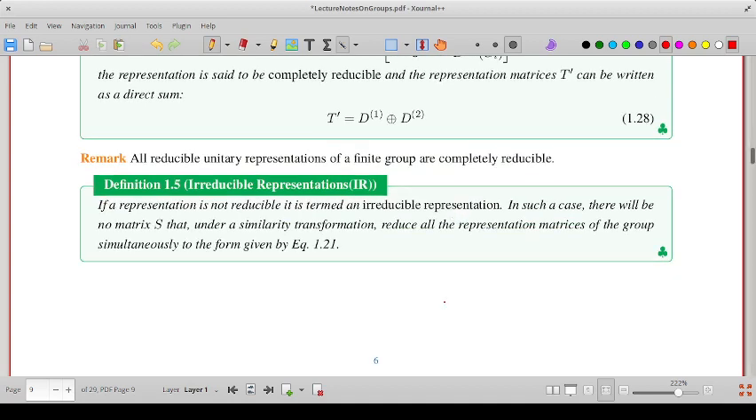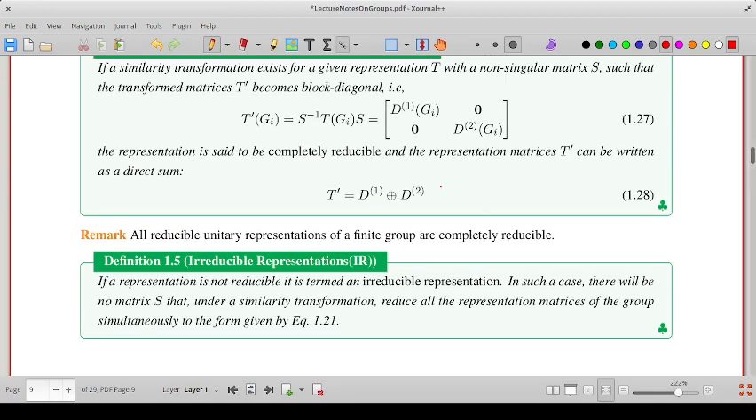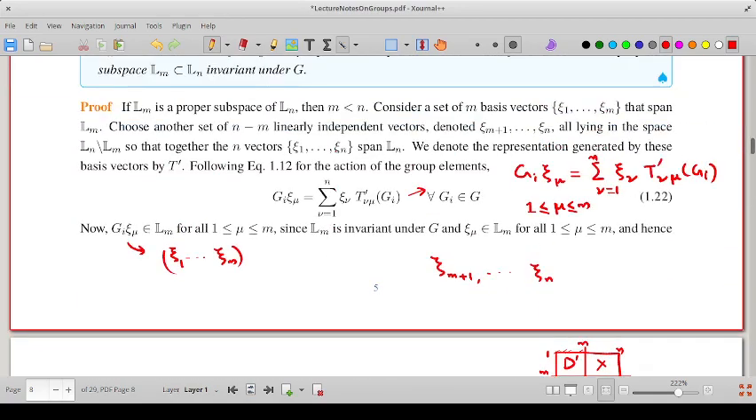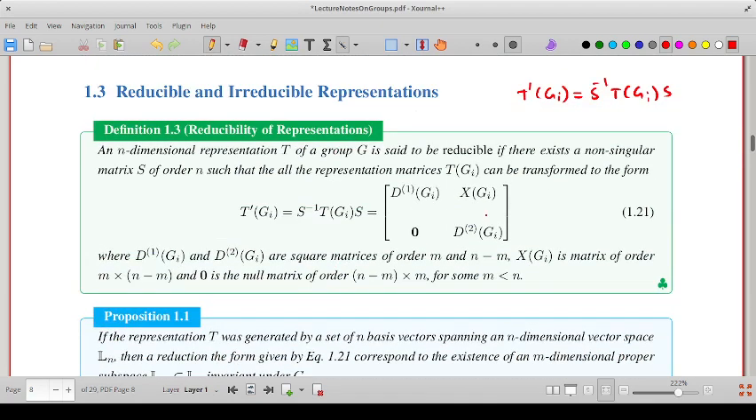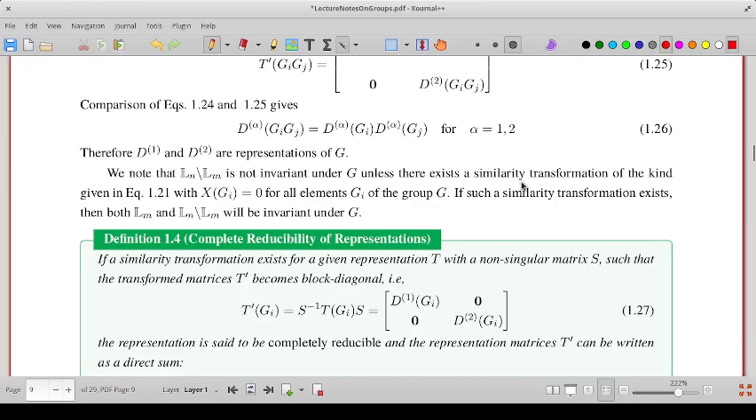Now it may so happen that a particular representation may not be reducible by the method described here. So if there exists no non-singular matrix S such that a transformation like this will lead to a decomposition of the form given by this equation, then such a representation is called an irreducible representation of the group G.